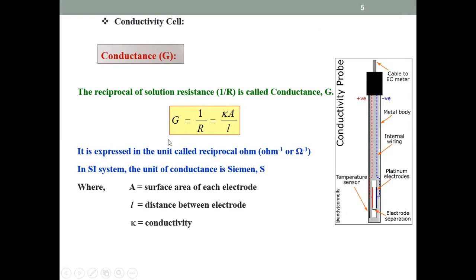The unit of conductance G will be ohm inverse, or the reciprocal of ohms. In the SI system we also use Siemens, with a capital S, as the unit of conductance. And what is A here? A is the area of these two platinum electrodes in this cell, L is the separation or distance between these two electrodes, and kappa is the conductivity or specific conductance of the solution.